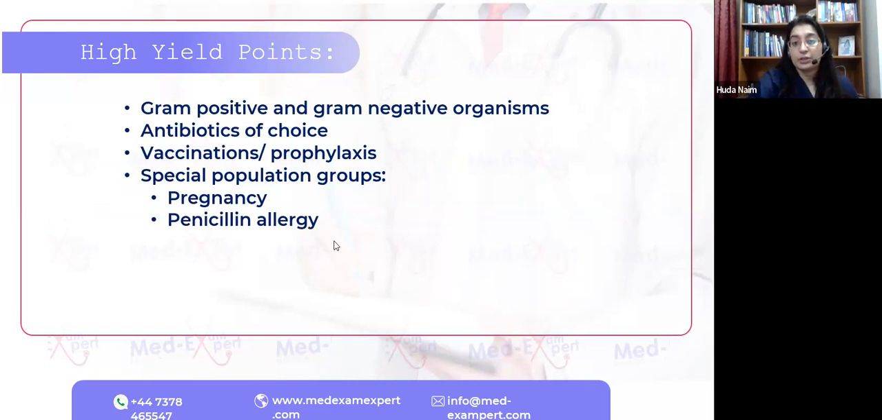Then special population groups, always. Dr. Anam, you can go through the rabies. Yes, there are three doses, 0, 24 hours, and 7 days, I think. I'll confirm them. And then what about the special population groups? Would you vaccinate in pregnancy? What would you do in a patient who has penicillin allergy? So very, very important to go through all of this information.